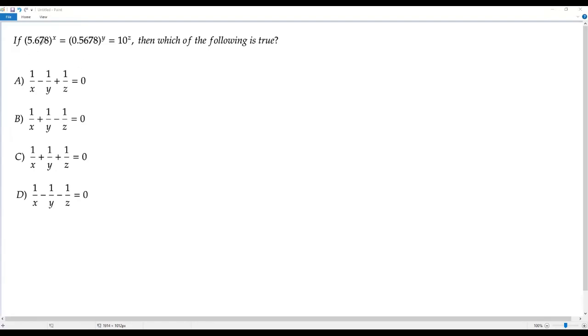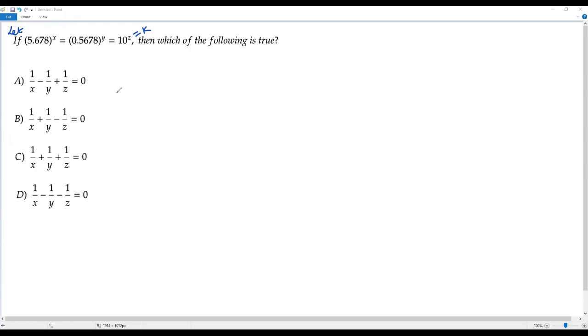If 5.678 to the power x equals 0.5678 to the power y equals 10 to the power z, then which of the following is true? Here, three powers are equal. We can assume all of them are equal to k. Then the value of this one must be k, this one must be k, this one must be k, where k is a constant.